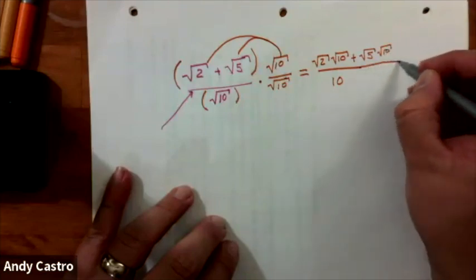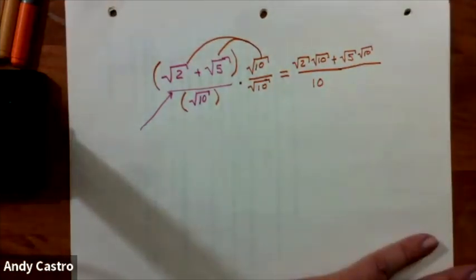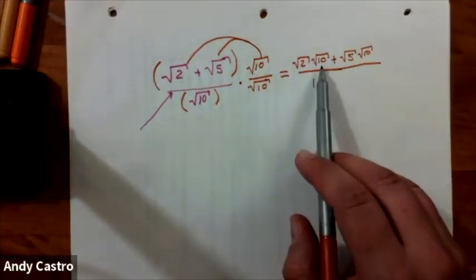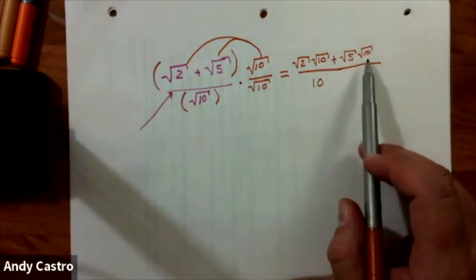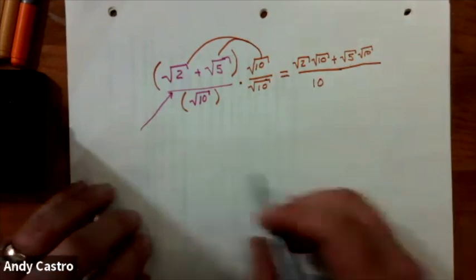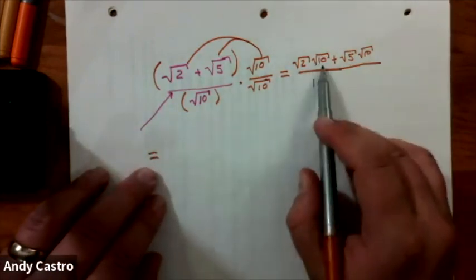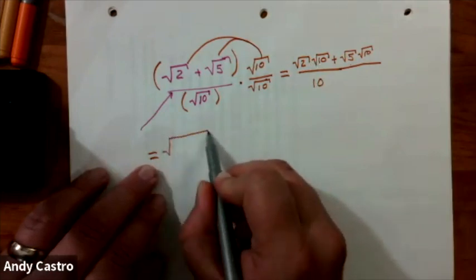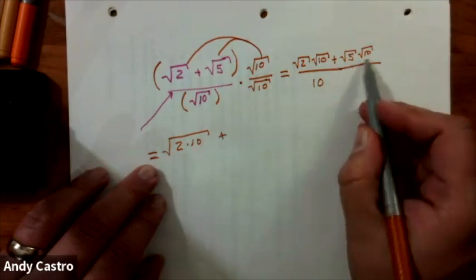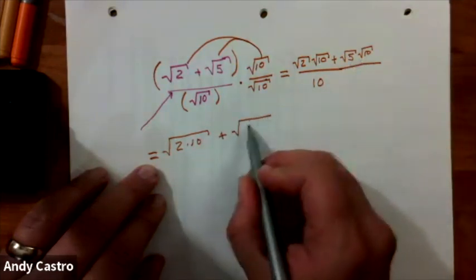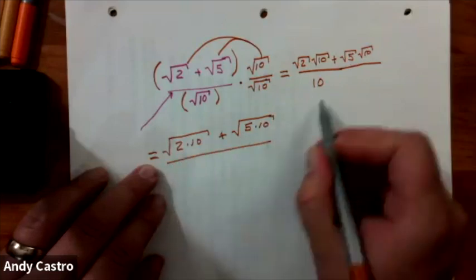I just noticed I said it one way, then wrote it the other way. It's because you can multiply in any order you want. So if you said square root of 10 times the square root of 2, that's fine, plus square root of 10 times the square root of 5, that's fine. Now I'm going to combine these under the same radical, 2 and 10. So square root of 2 times 10 plus square root of 5 times 10 over 10.